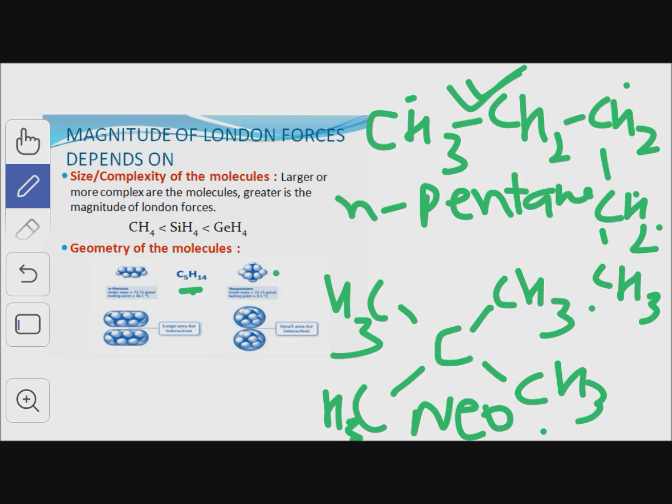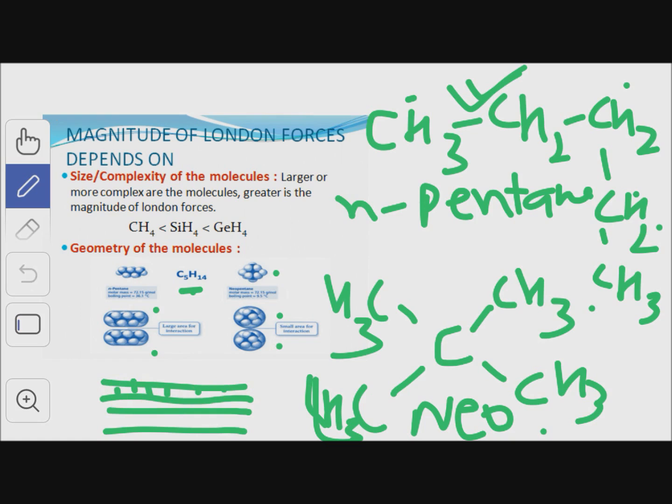Suppose it is in spherical shape like this, and in straight chain this is like this, and in straight chain there is larger area for interaction. If we place two straight chains one over the other, there is larger area for interaction.